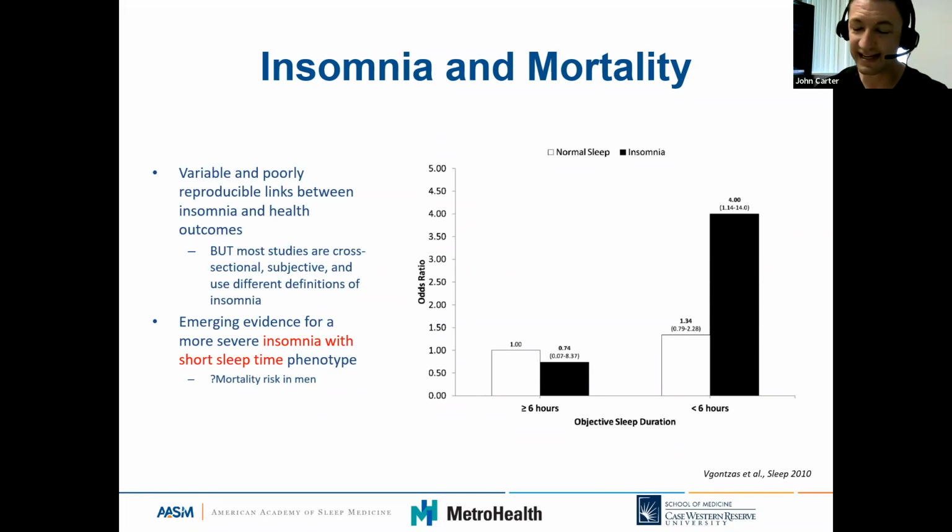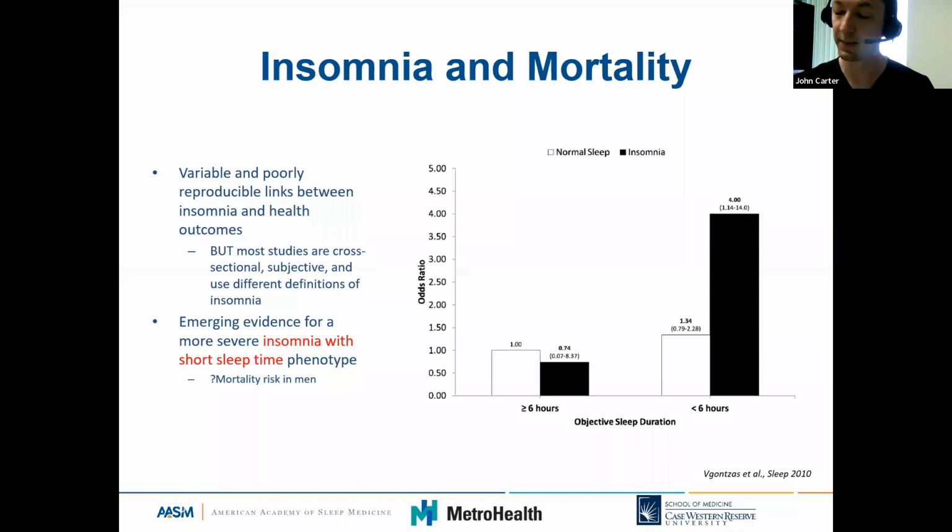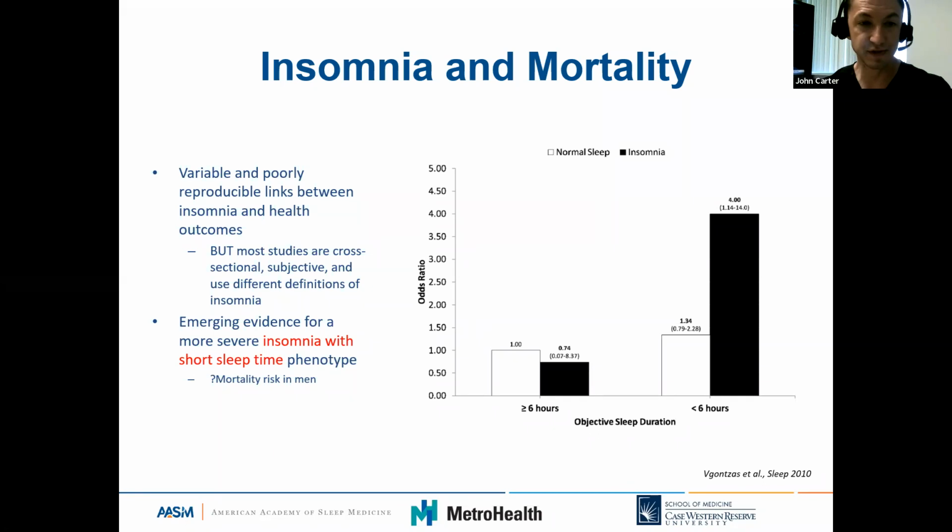Now, most of the studies looking at this kind of signal, and again, this has been reproduced once or twice in the 11 or 12 years since this was published, none of the studies are adequately powered to look at the etiology of mortality, and so most of these are going to look at all-cause mortality. So the sort of traditional teaching that your insomnia isn't going to kill you may not necessarily be true, at least for this severe insomnia phenotype with short sleep time.